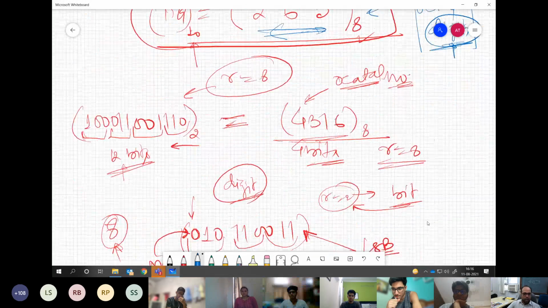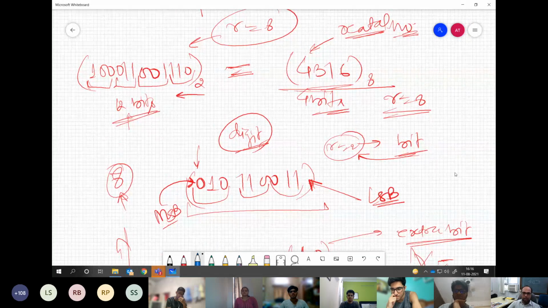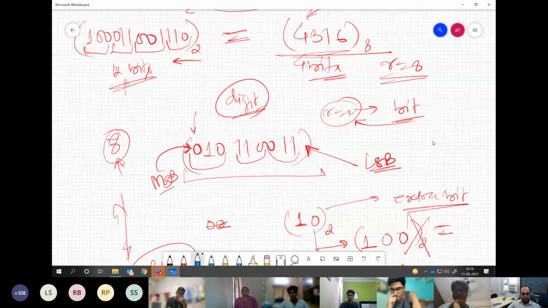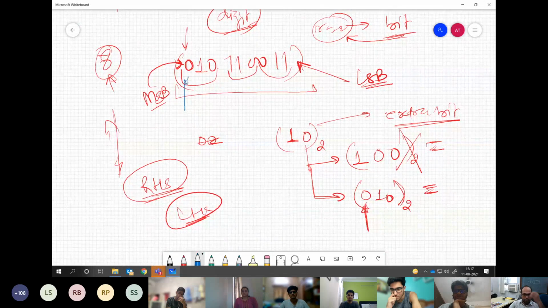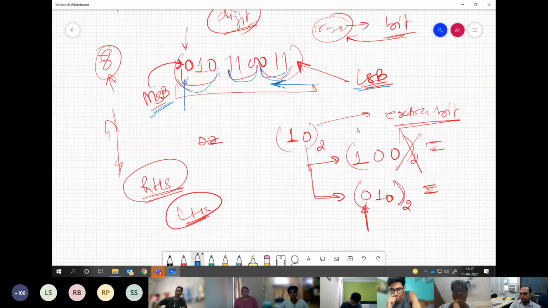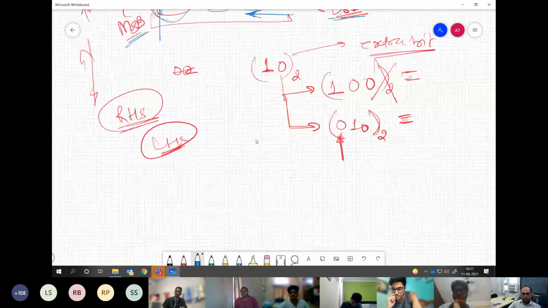Then we are trying to convert a few numbers to the base r equal to 8, and we see how we do. Sometimes when there is a shortage of bits, we add 0 at the MSB and complete the groupings of 3 bits together, and always start the conversion from the least significant bit side, so that you don't miss any information in the end and you don't add anything extra over there. So these are some rules for r equal to 8.